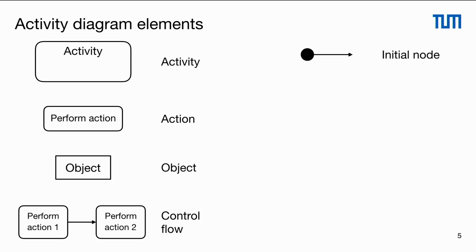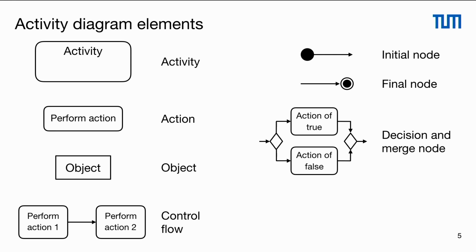We have an initial node where the process actually starts, and we have a final node where the process actually ends. And sometimes we can have multiple final nodes depending on the actual flow. We can also use decision and merge nodes as alternative actions where either one of them, depending on the condition in the route, is actually performed.